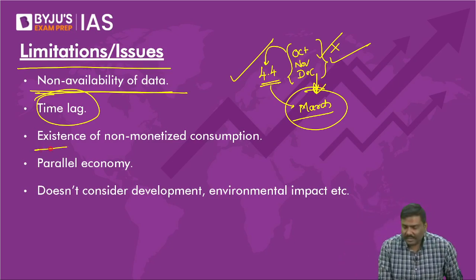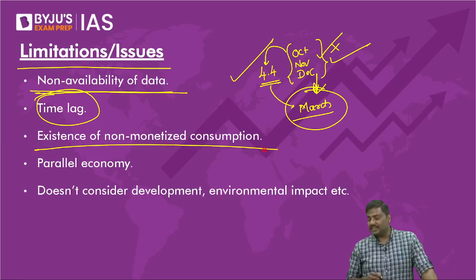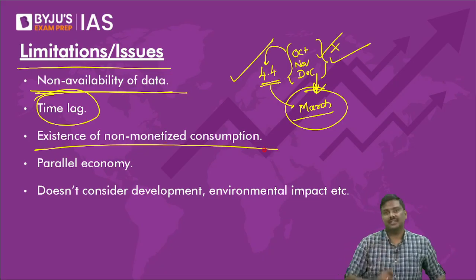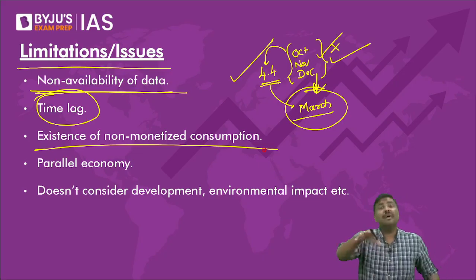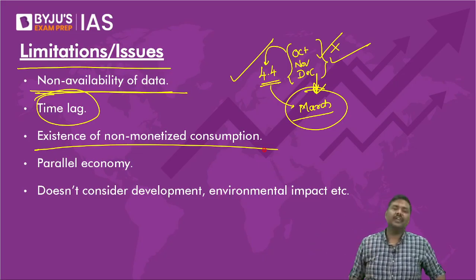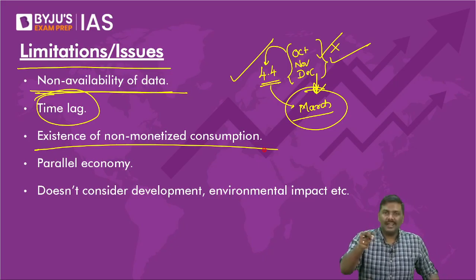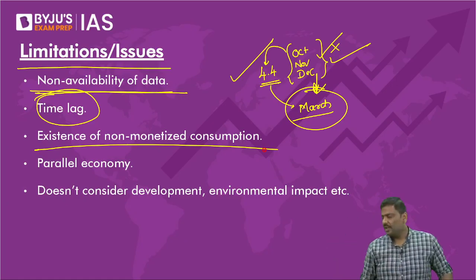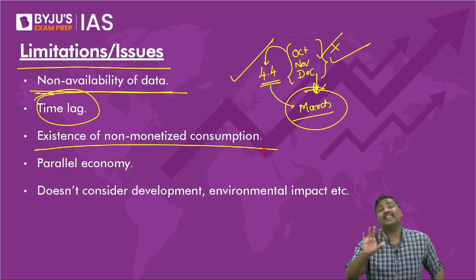Next one, existence of non-monetized consumption. What do you mean by existence of non-monetized consumption? This is what NSO says. Even in certain parts of India, imagine agriculture labor is used. People will work in the agriculture sector. They are not paid salary. They are paid in food grains.